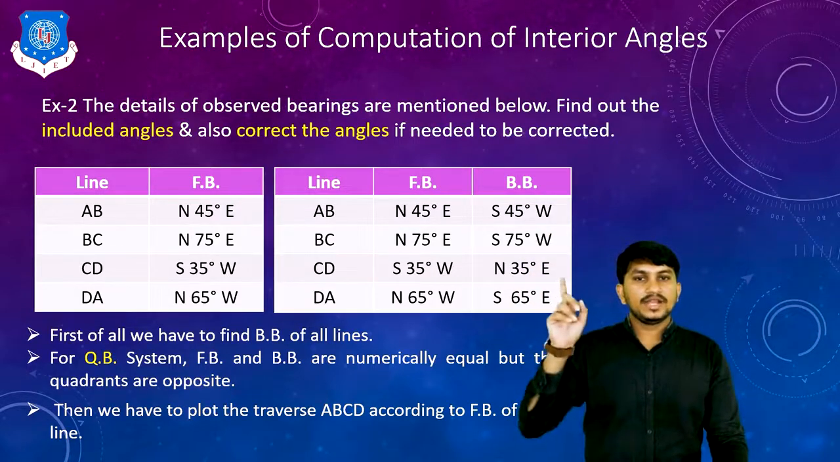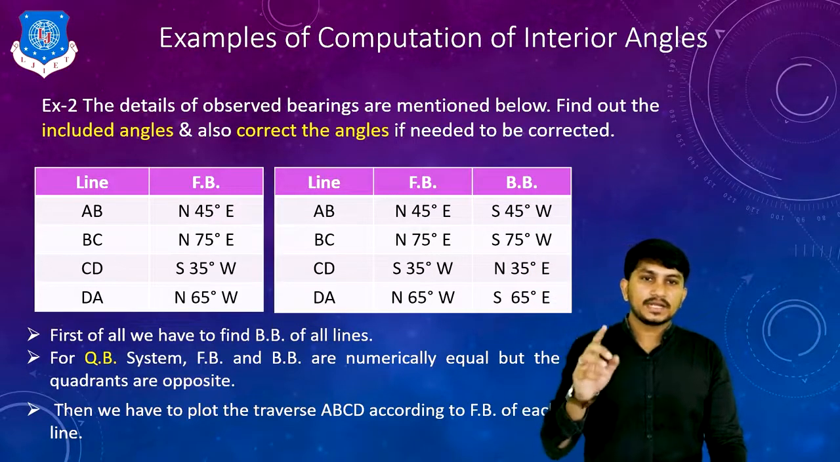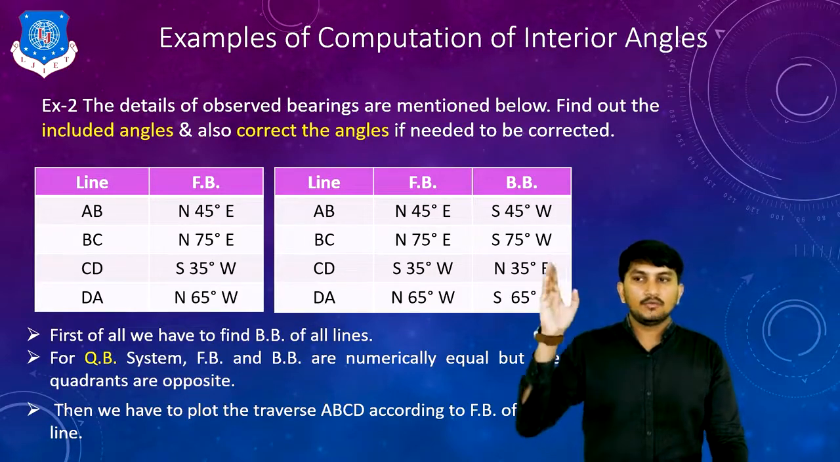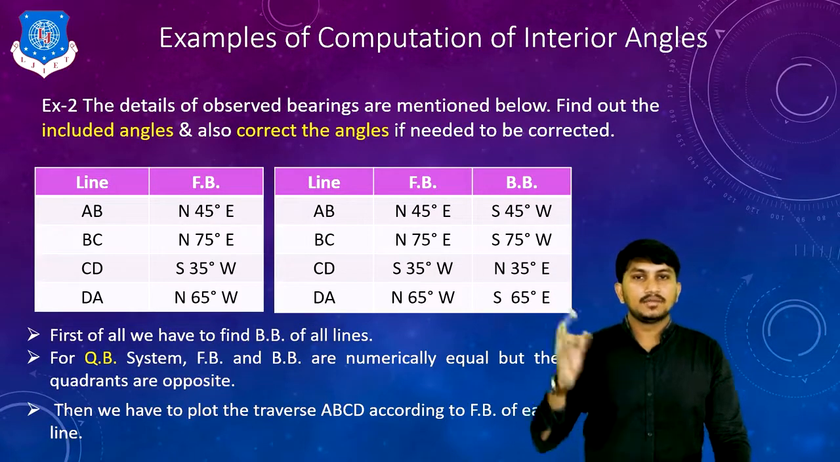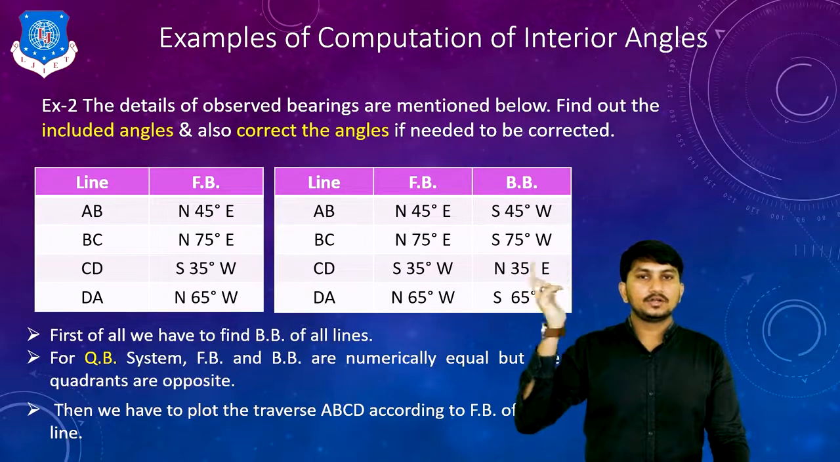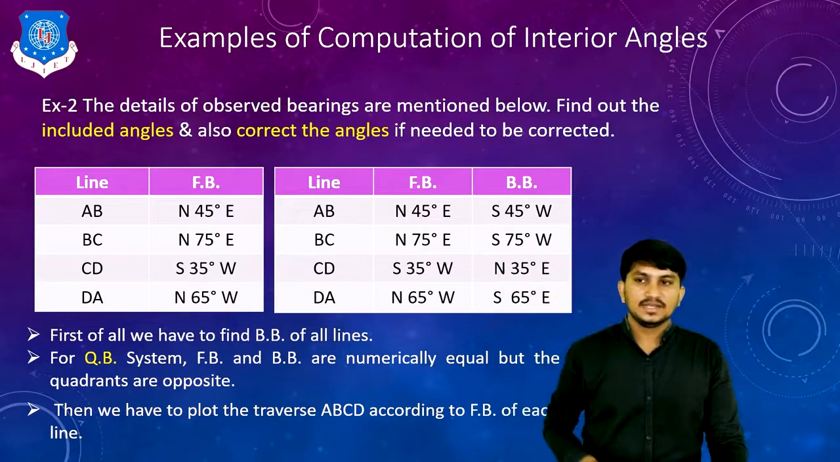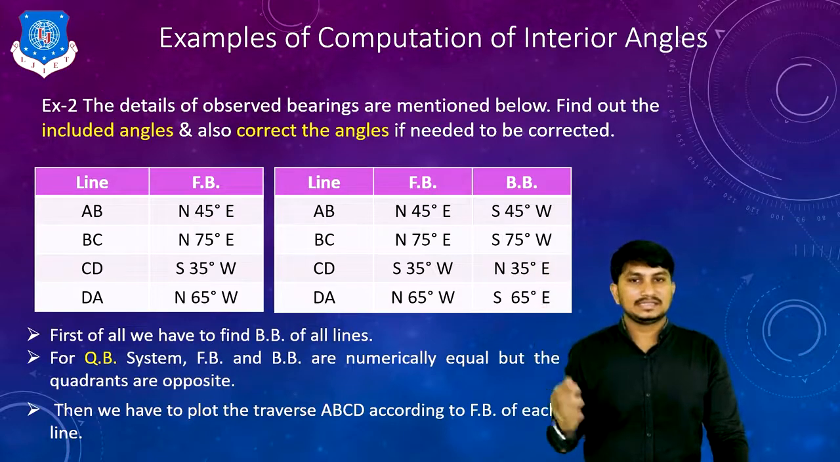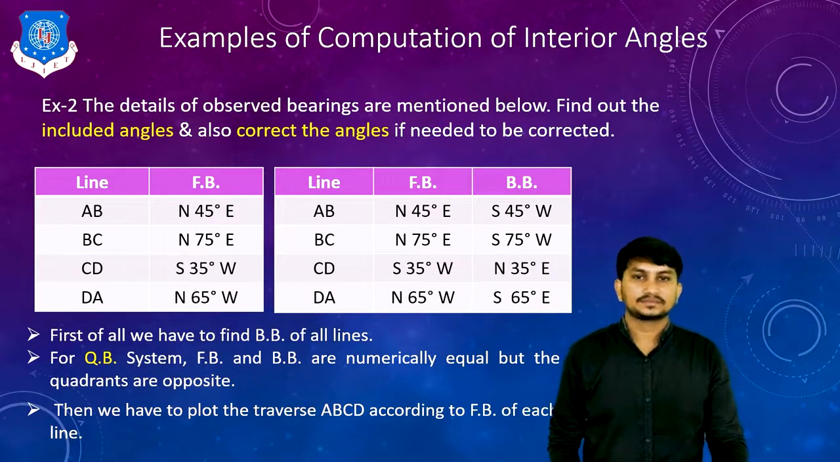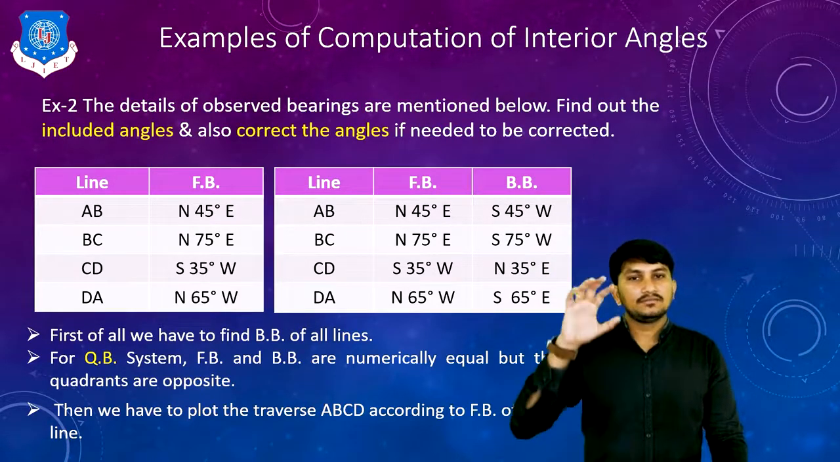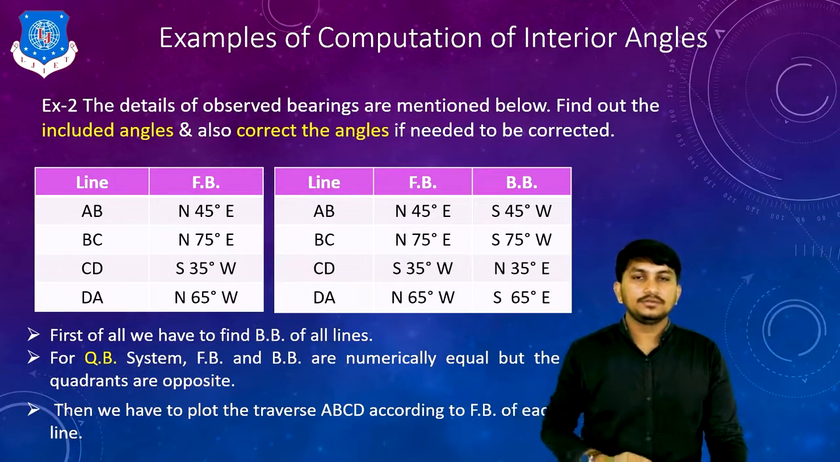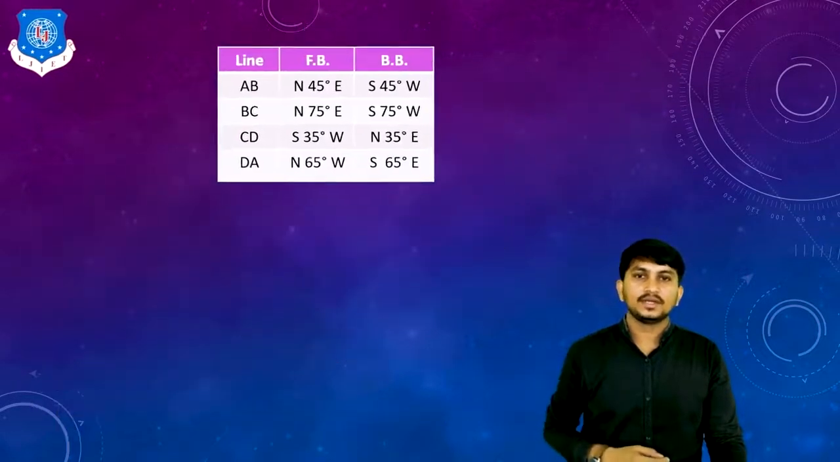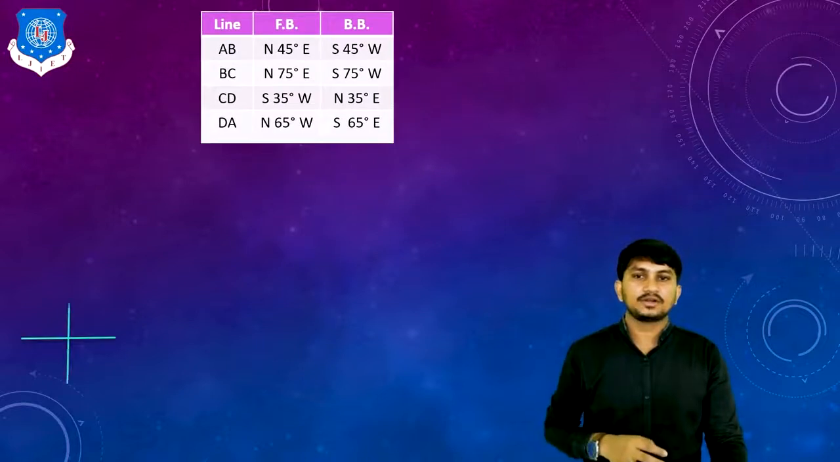Fore bearing of AB is equal to north 45 degrees. So back bearing value is similar, 45 degree, but quadrants are opposite: north to south, east to west. Similarly, we can find back bearings of all lines AB, BC, CD and DA. After finding back bearing, we have to draw a traverse. So by using this table, we will draw a traverse.